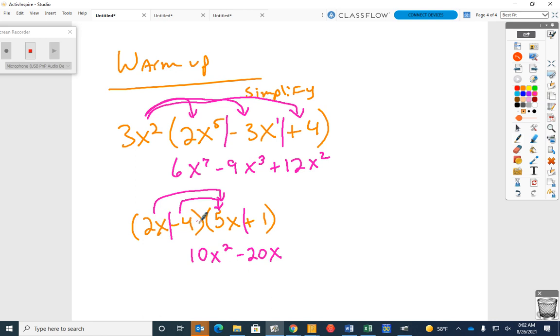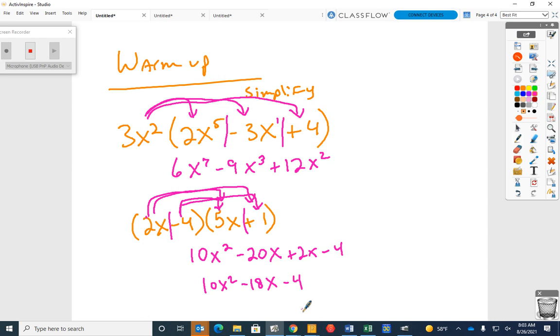Oh, wait, I forgot to do this other one. It doesn't matter. 2x times positive 1 would give me what? Plus 2x. Okay, now we've done this one. Let's do this one. Negative 4 times positive 1 would give me what? Anybody? Negative 4. Okay. What can I combine here? Can I combine anything with 10x to the second? Okay, so this stays 10x to the second. Can I combine negative 20x and positive 2x? What does that give me? Negative 18x. Can I combine negative 4 with anything? No. Okay. Good. Make sense?